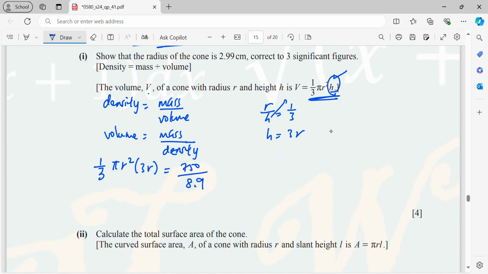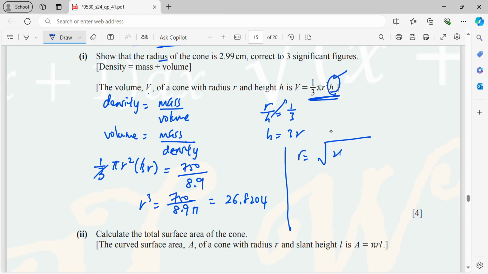Then from here we need to show the radius. So it means that the 1 over 3 and 3 cancel. This is pi r cubed. So r cubed equals to 750 over 8.9 pi. Then you will just get the answer. This is 26.8204. Okay, after that your r will be the cube root. Then you will get 2.9933. That is 2.99.